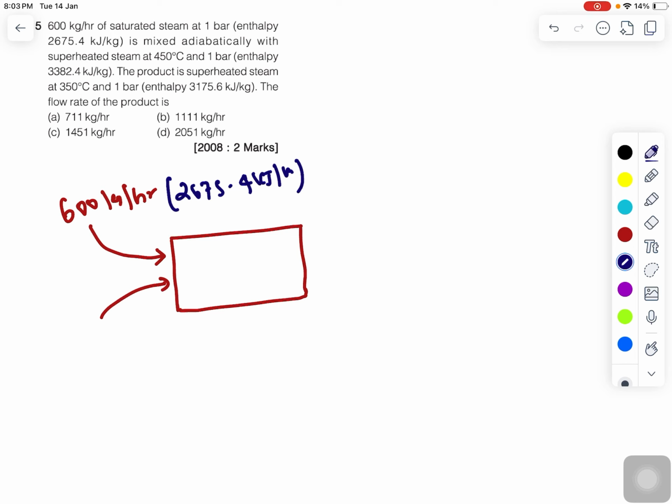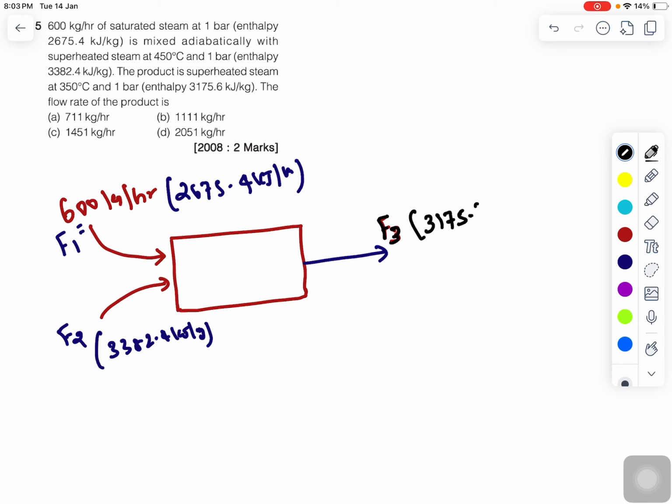Let's say I'm assuming the mass flow rate F1 is this one, and here this one is F2, right? So here enthalpy is also given, and enthalpy here is 3382.4 kilojoule per kg, and after that you are getting a superheated product, and I'm assuming the superheated product mass flow rate is, let's say, F3, and the enthalpy here is 3175.6 kilojoule per kg. So you are supposed to calculate the flow rate of product stream, that is F3, right?